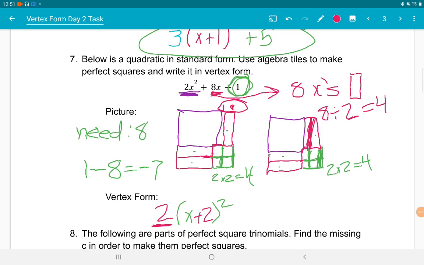And then the last thing is how much leftover did we have? Well, this time we didn't have leftover. We were short 7. And so our vertex form would be 2 times x plus 2 squared, and then minus 7. Okay?